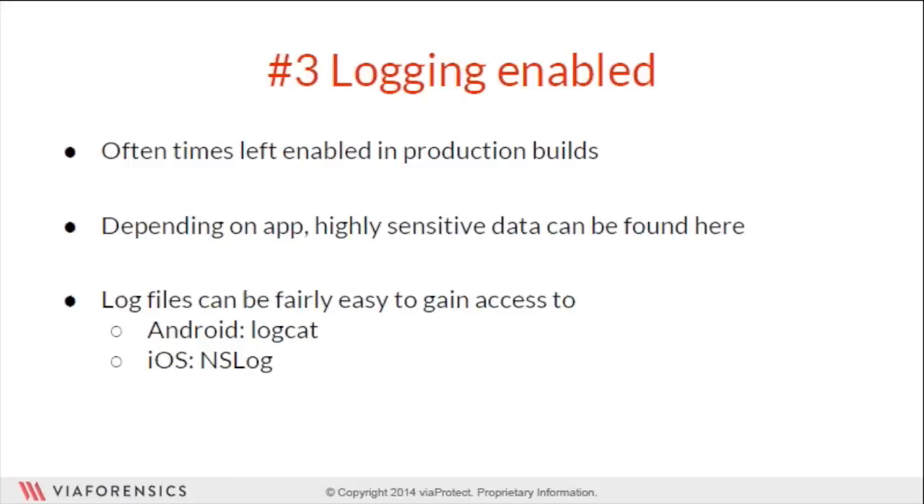The third in our top 5 on the list is a simple one. It's logging remains enabled. Debug logs are generally designed to be used to detect and correct flaws in an application during the development process. But these logs can also leak sensitive information, and in some cases, we've seen logging left enabled in production builds. Depending on the nature of the application and the level of debug enabled, it's possible to recover highly sensitive data here, and that's something that's easy to recover and can also be an easy fix.